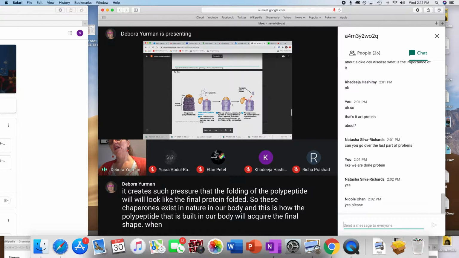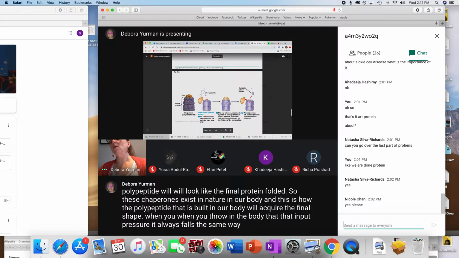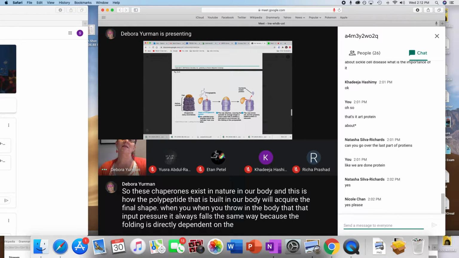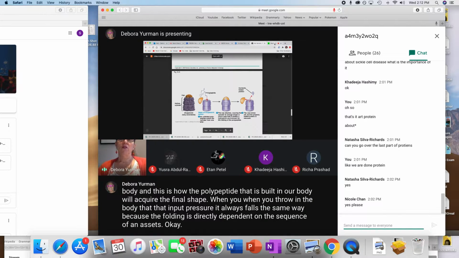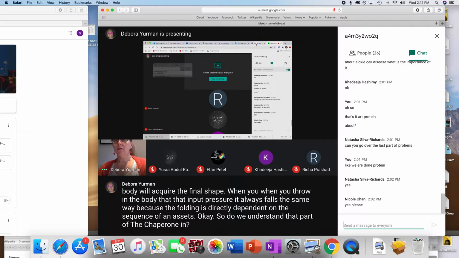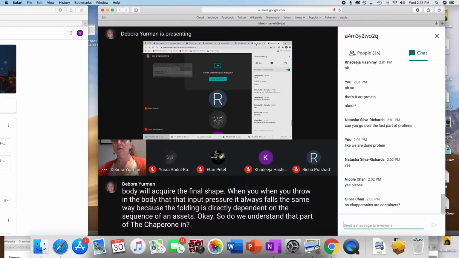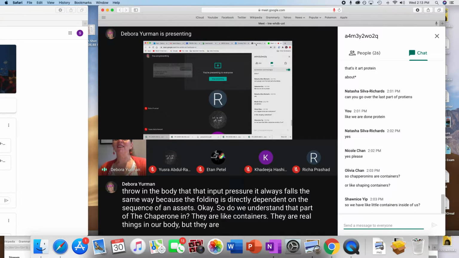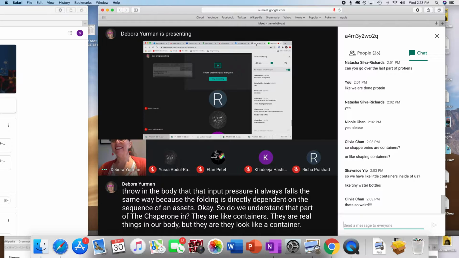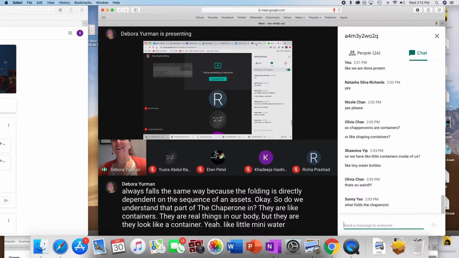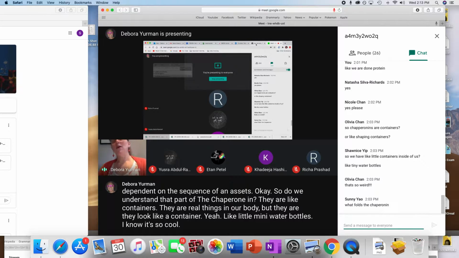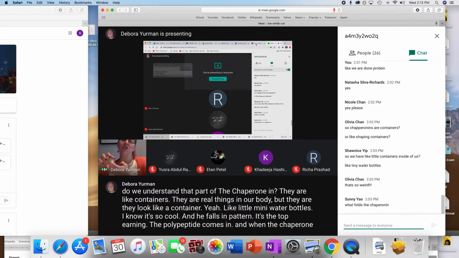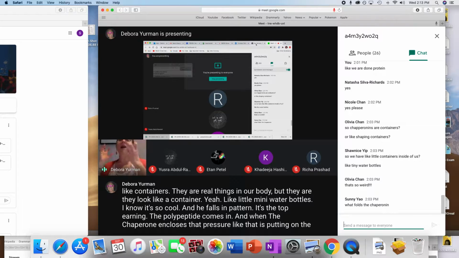When you throw in the polypeptide and put pressure, it always folds the same way, because the folding is directly dependent on the sequence of amino acids. Okay? So do we understand that part of the chaperonin? They are like containers. They are real things in our body, but they look like a container. Yeah, like little mini water bottles. I know, it's so cool. The polypeptide comes in, and when the chaperonin closes, the pressure it puts on the polypeptide allows it to fold in the right shape.